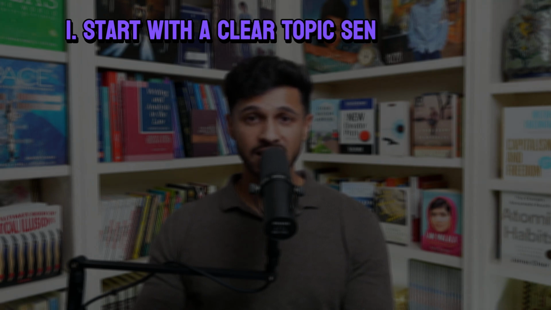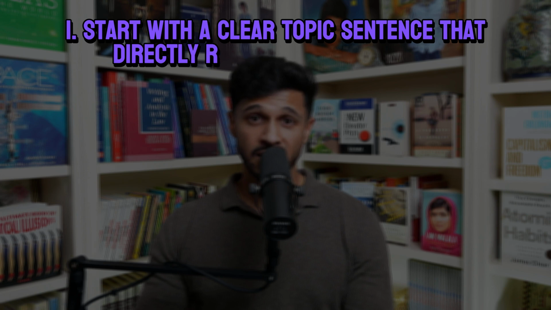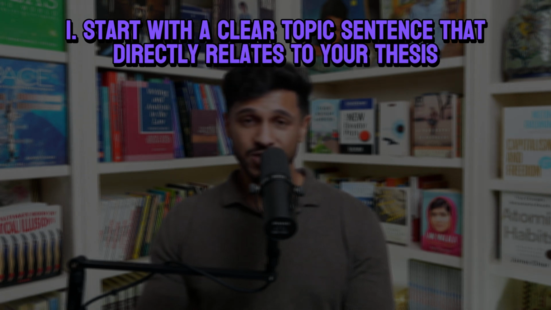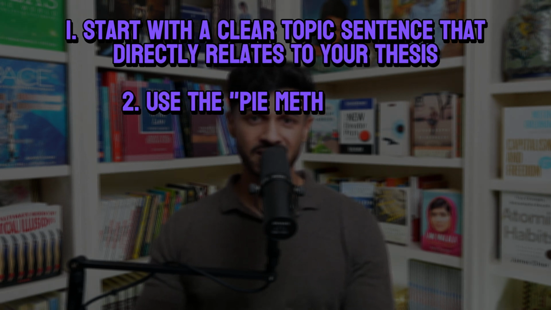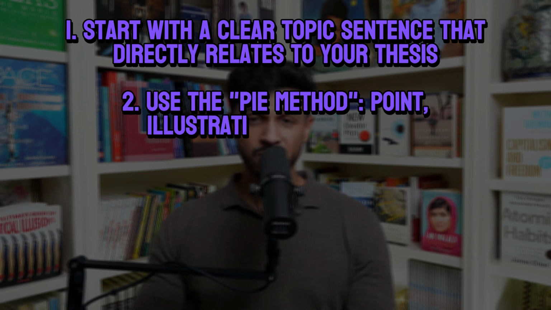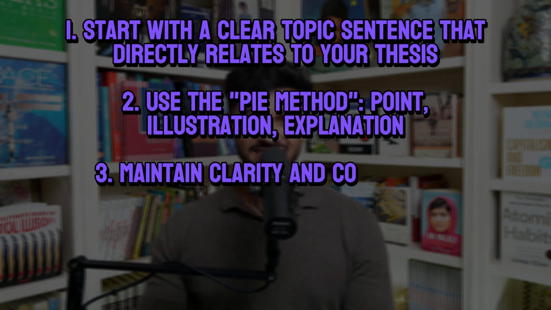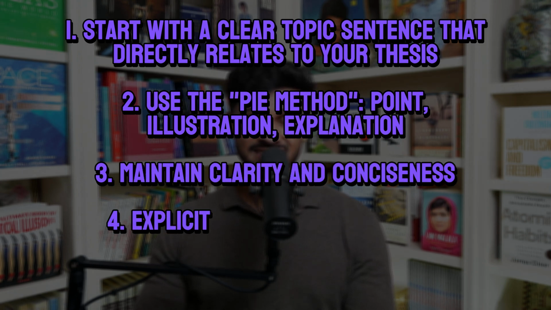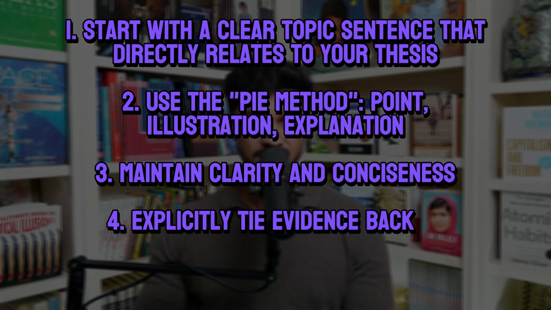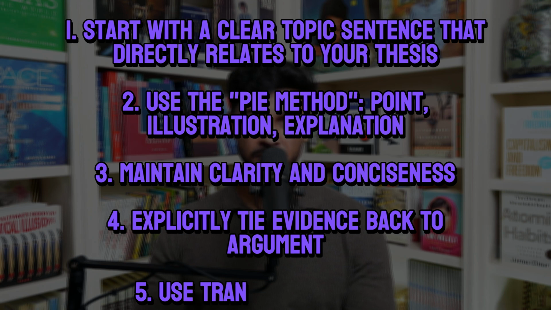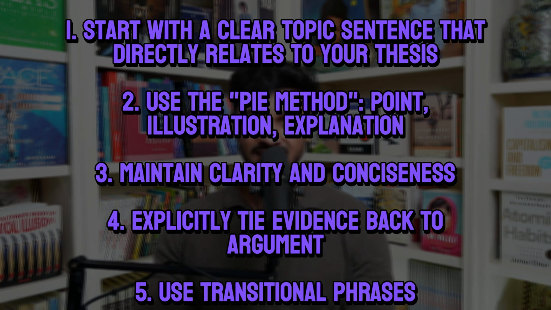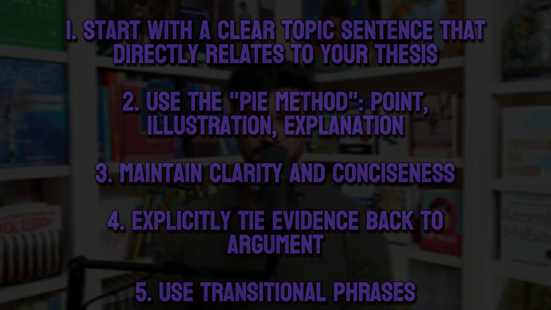You first want to start with a clear topic sentence that directly relates to your thesis. Then you can use the PIE method, which is just point, illustration, and explanation. Then you want to maintain clarity and conciseness. Avoid complex sentences and jargon. Next, explicitly tie each piece of evidence back to your main argument. Use transitional phrases to connect paragraphs and ideas.